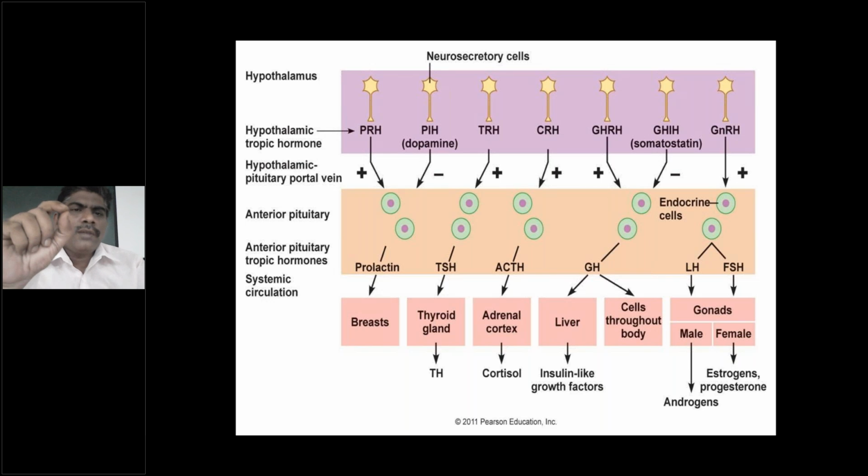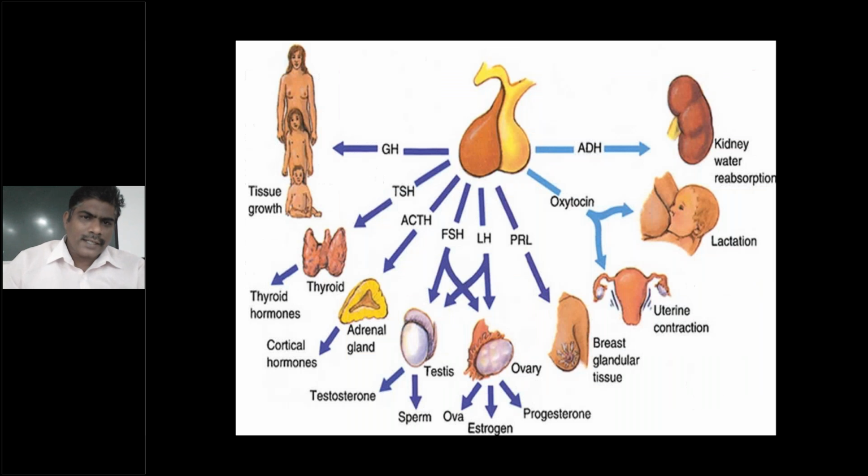So these hypothalamic tropic hormones facilitate the release of prolactin, thyroid stimulating hormone, adrenocorticotropic hormone, growth hormone, luteinizing hormone, and follicle stimulating hormone from the anterior pituitary. Take for example growth hormone. The signals for the release of growth hormone come from the hypothalamus. The hypothalamus releases tropic hormones, which stimulate the anterior pituitary gland to release growth hormone. This growth hormone acts on tissue growth.